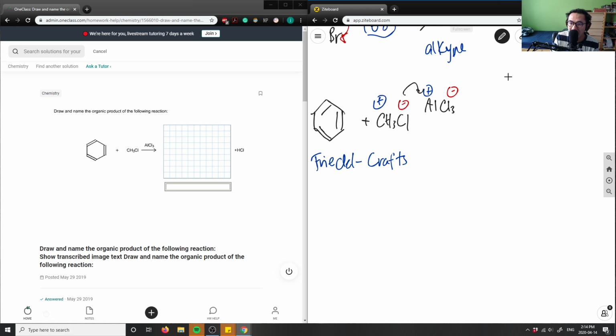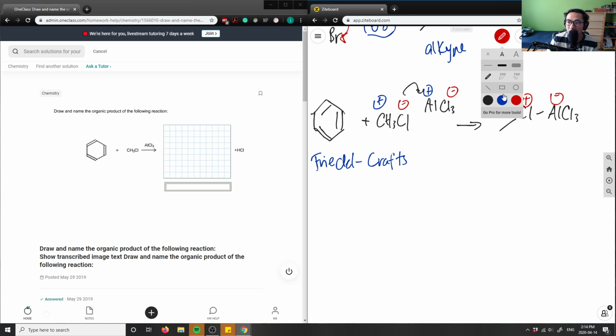So it's going to activate this methyl group, and what it does is make something like this. This is the Cl here, and it's going to bond with the AlCl3. In this case, the chlorine now has a positive charge, and the aluminum has a negative charge. So this is activated now. This is a big electrophile.